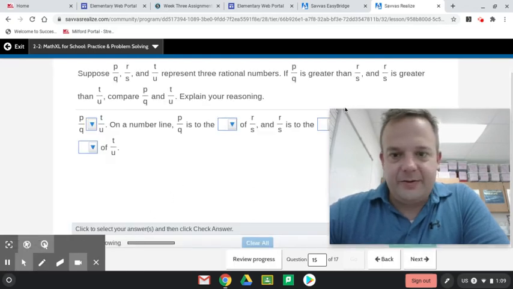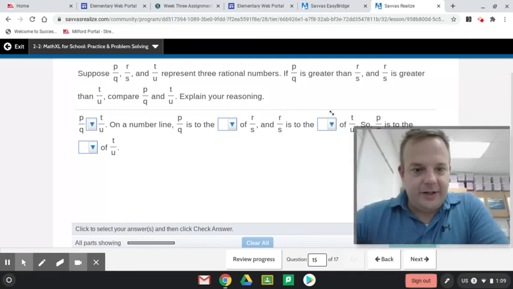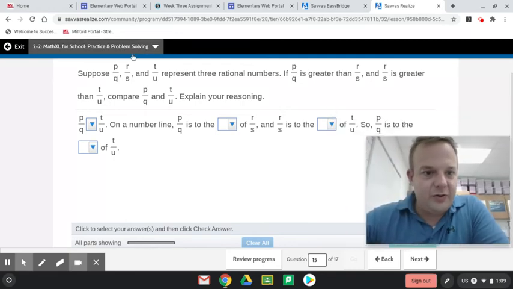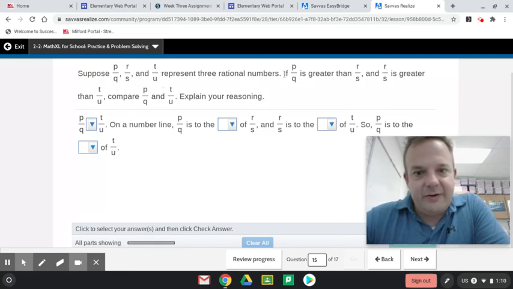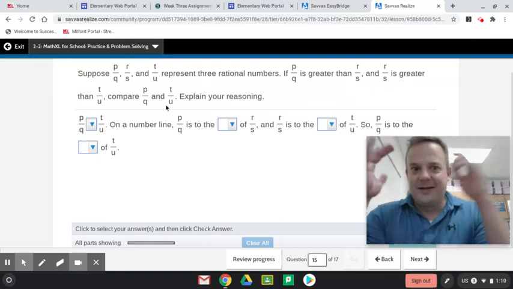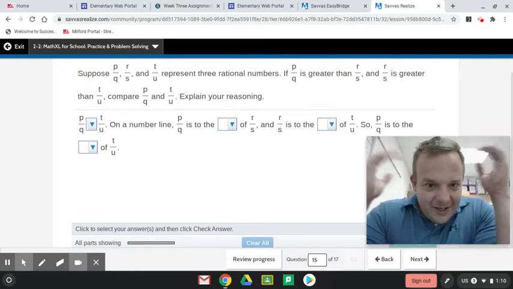All right, guys, so it started to work. Would you look at that? Look at that, guys. Suppose P over Q, R over S, and T over U represent three rational numbers. If P over Q is greater than R over S and R over S is greater than T over U.